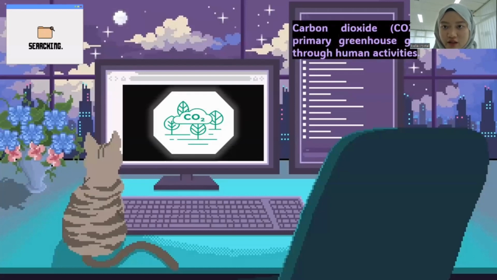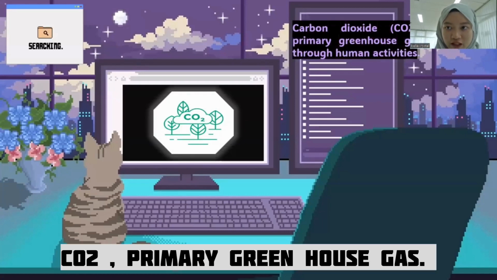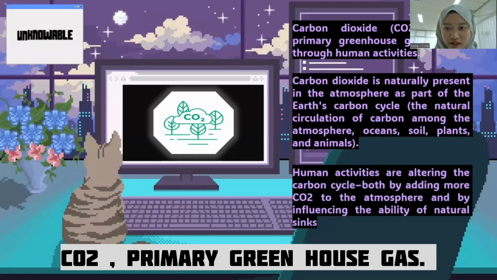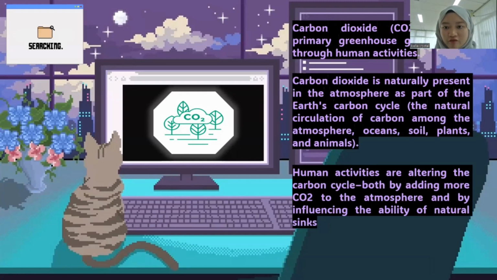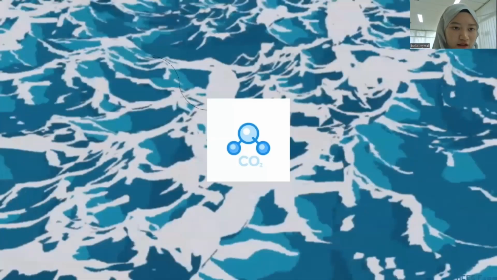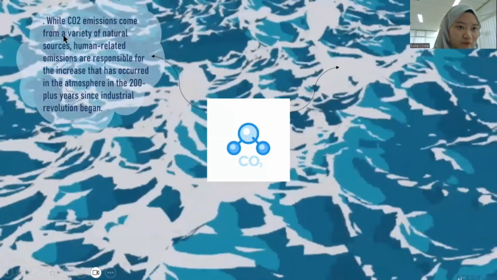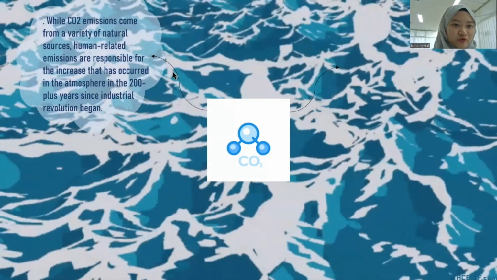Firstly, carbon dioxide is the primary greenhouse gas emitted through human activities. Carbon dioxide is naturally present in the atmosphere as part of the Earth's carbon cycle. Human activities are altering the carbon cycle by adding more carbon dioxide to the atmosphere. Carbon dioxide emissions come from a variety of natural sources. Human-related emissions are responsible for the increase that has occurred in the atmosphere since the Industrial Revolution began.